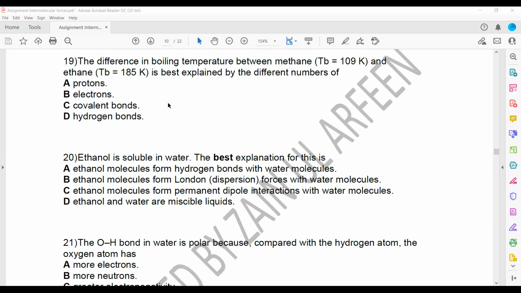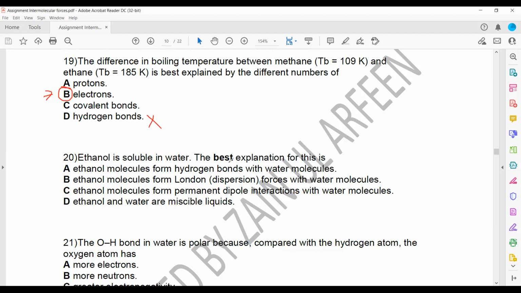Then question 19, the difference in the boiling temperature of methane and ethane is best explained by the different number of... So what is the reason, given that they don't have hydrogen bonds? They will have a different number of covalent bonds, but that is not the difference. The difference is due to the number of electrons. As the number of electrons changes, the dipole induced dipole force also changes. As the number of electrons increases, the dipole induced dipole force will also increase.